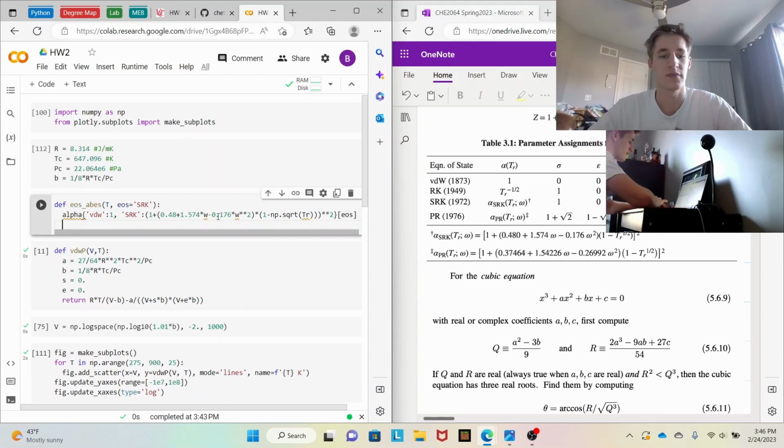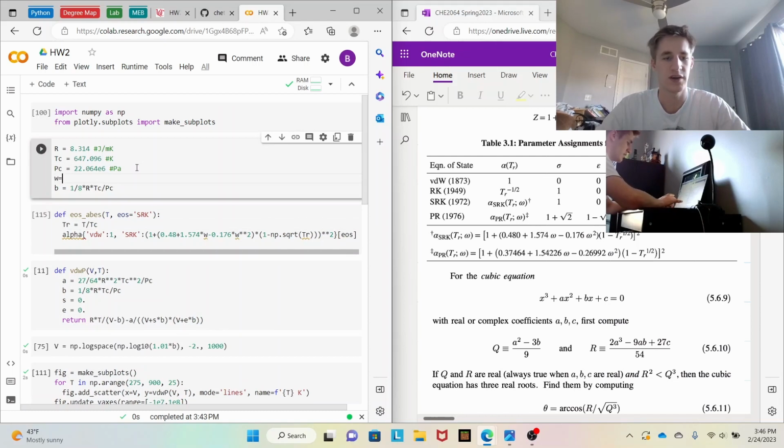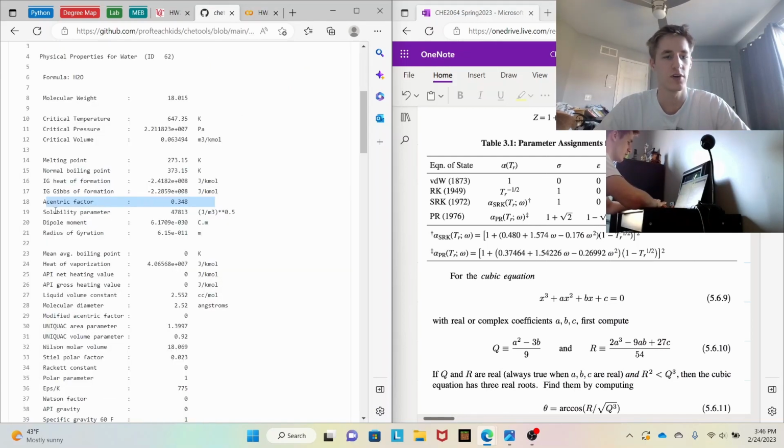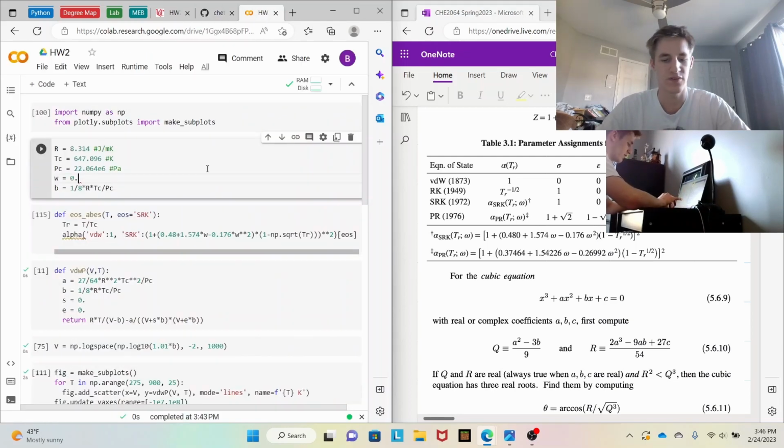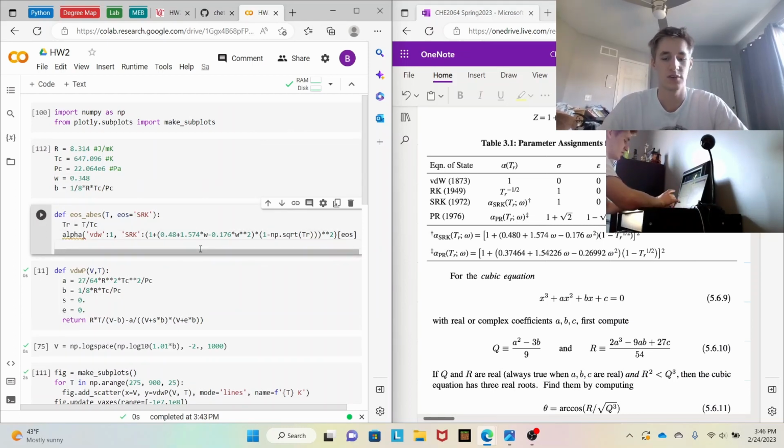So we see we have two variables here that aren't defined, W and TR. TR is our reduced temperature, right, which is just equal to temperature over critical temperature. And W is the eccentric factor of water, which I have right here, is 0.348. And now we have all the variables, we can move on. So sigma, oh, I need to write alpha equals this. Okay, so sigma for VDW, it is 0. And for SRK, it is 1, right?